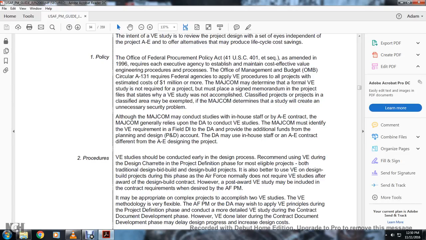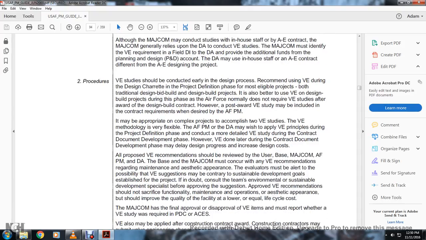Although the MAJCOM may conduct the study in-house with the staff or the architect-engineer, the MAJCOM relies on the Department of the Army to conduct the value engineering. The MAJCOM identifies the value engineering in the field design instruction. The DA is provided with additional funds in the planning and design account. The DA may use in-house staff or the architect-engineer contract for engineering design projects.